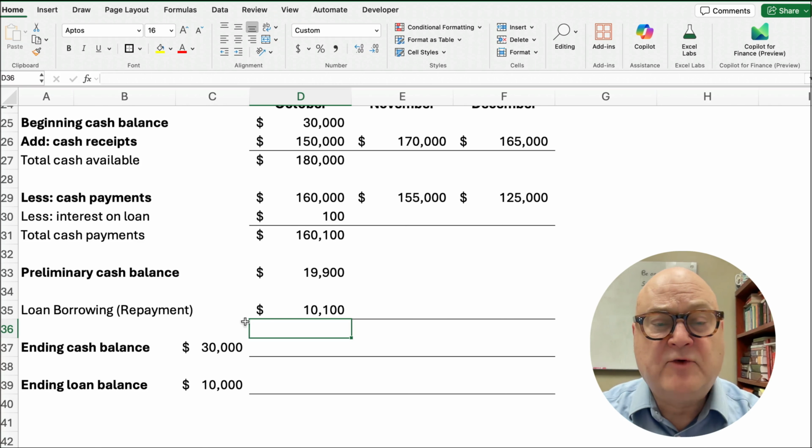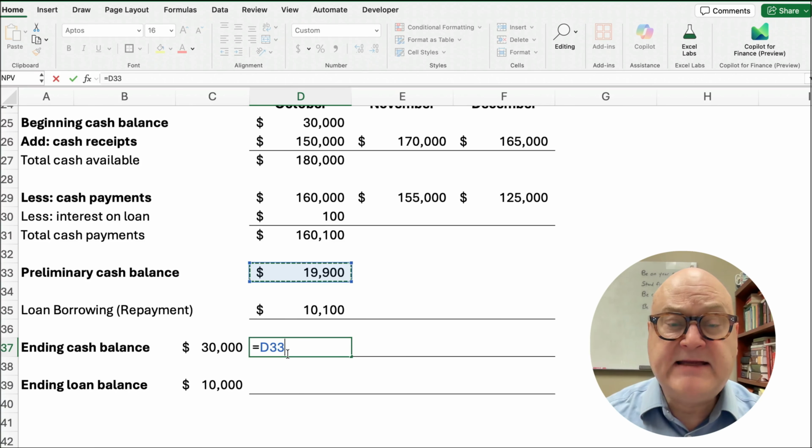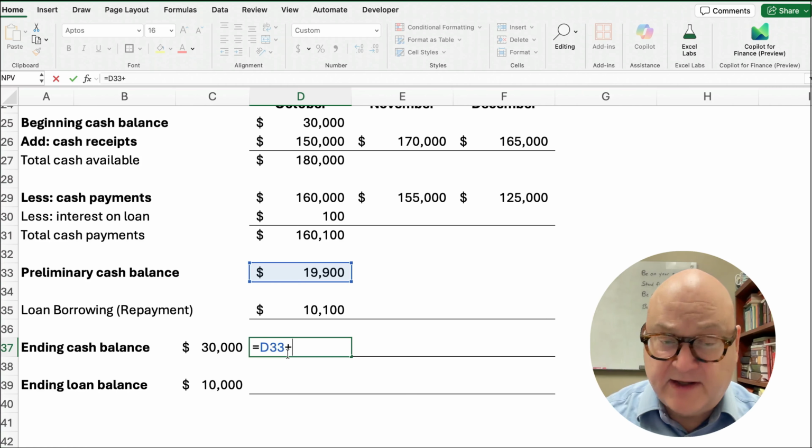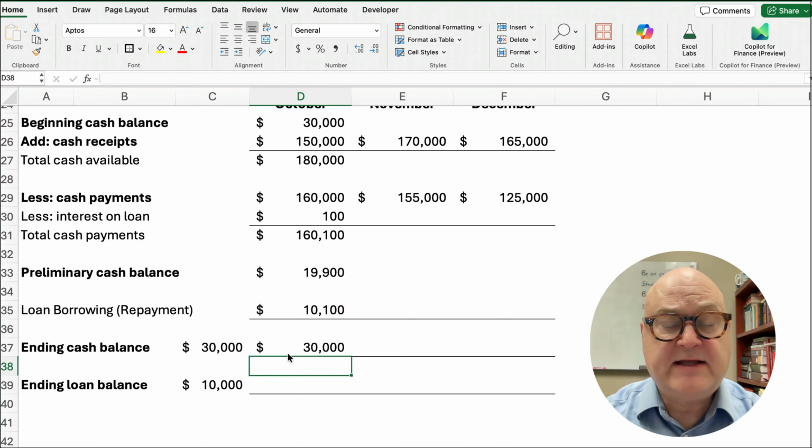Now, here's what we're going to do on this. This one line will be either our borrowing. If it's plus, we're borrowing more money, and if it's minus, we're going to repay some of that loan. So our ending cash balance is going to be $19,900 plus the 10. We're trying to get to $30,000 minimum. We're okay having more than 30. We don't want to just stop at 30. More money, right? And so 30,000 is our balance.